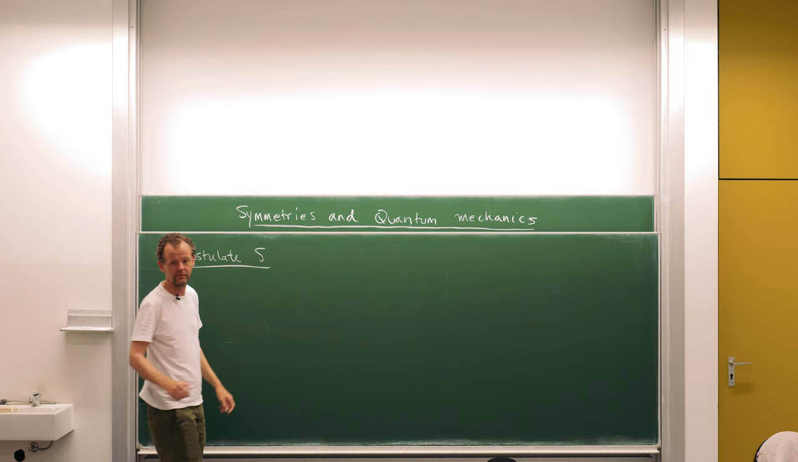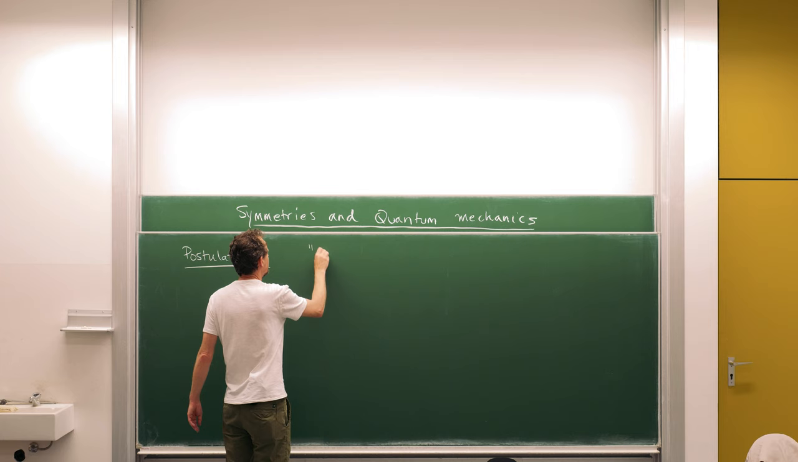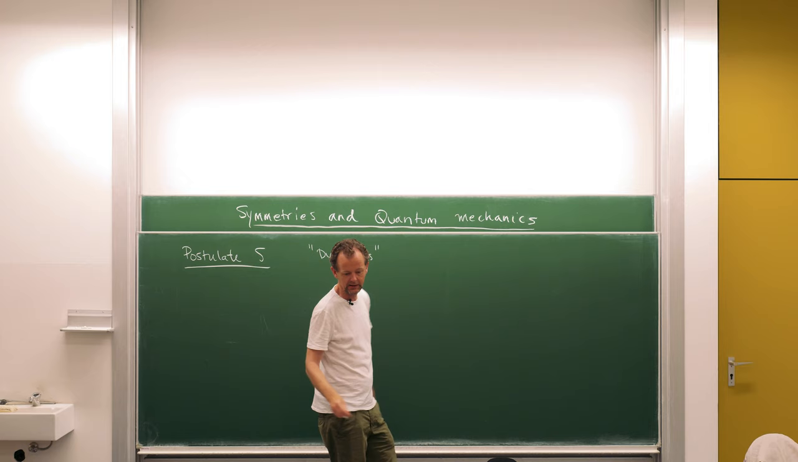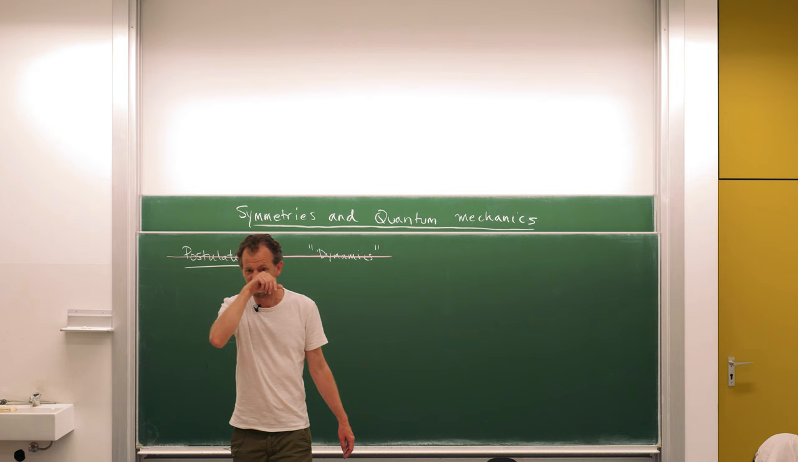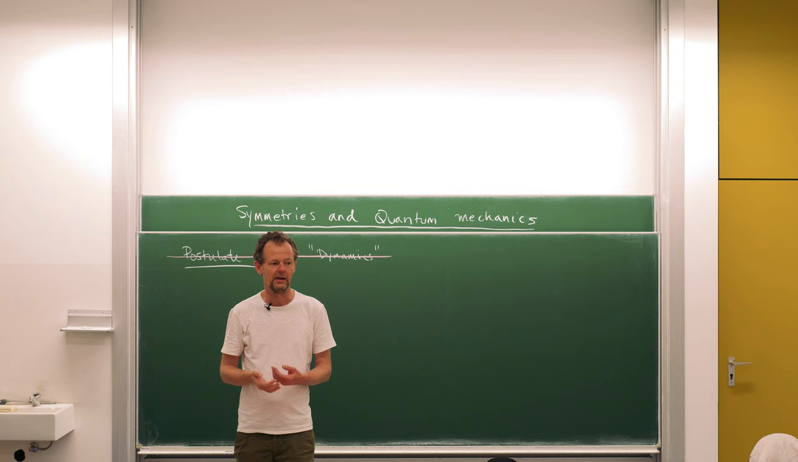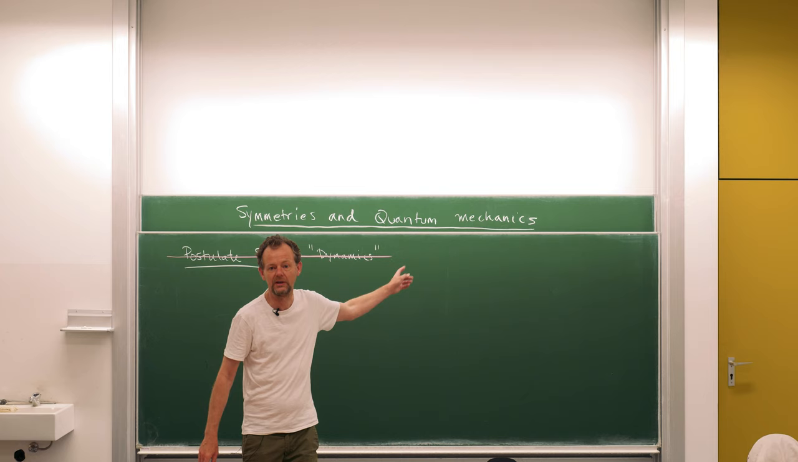Postulate 5. I'm not going to write it out. I'm just going to simply say this is the one that has to do with dynamics of quantum mechanical systems. And I'm going to argue today that we don't need it. You know, that Schrödinger equation that you were told was so fundamental for quantum mechanics, turns out that you can argue that it's a consequence of the other postulates.